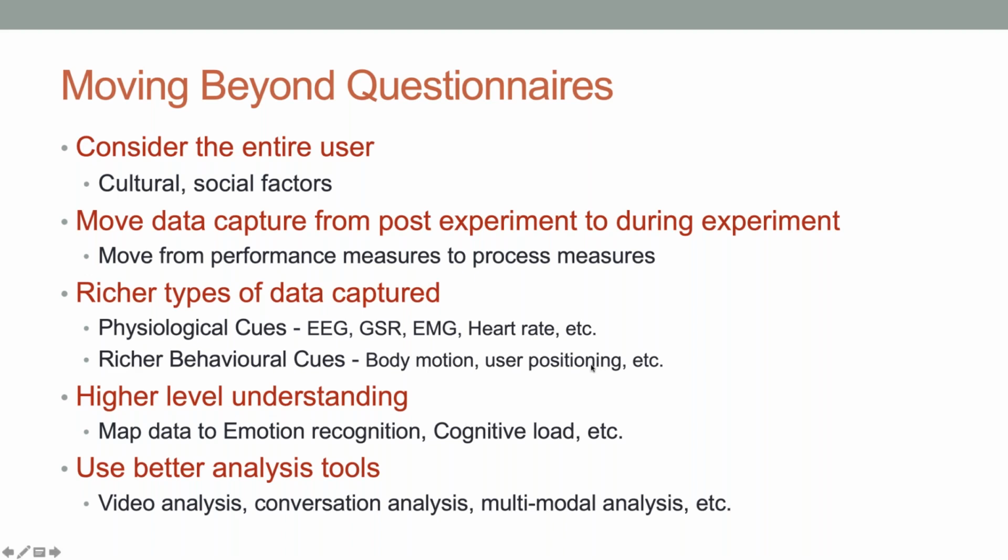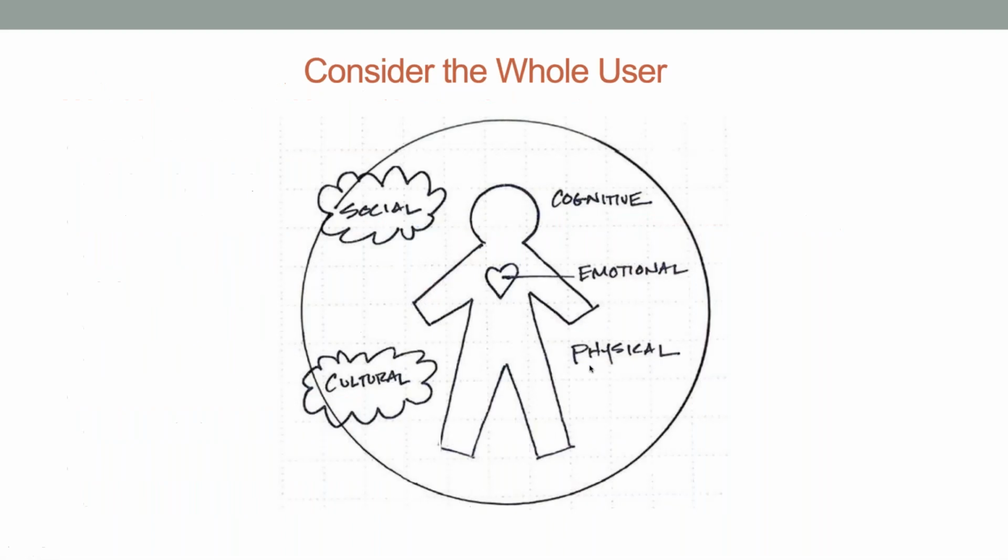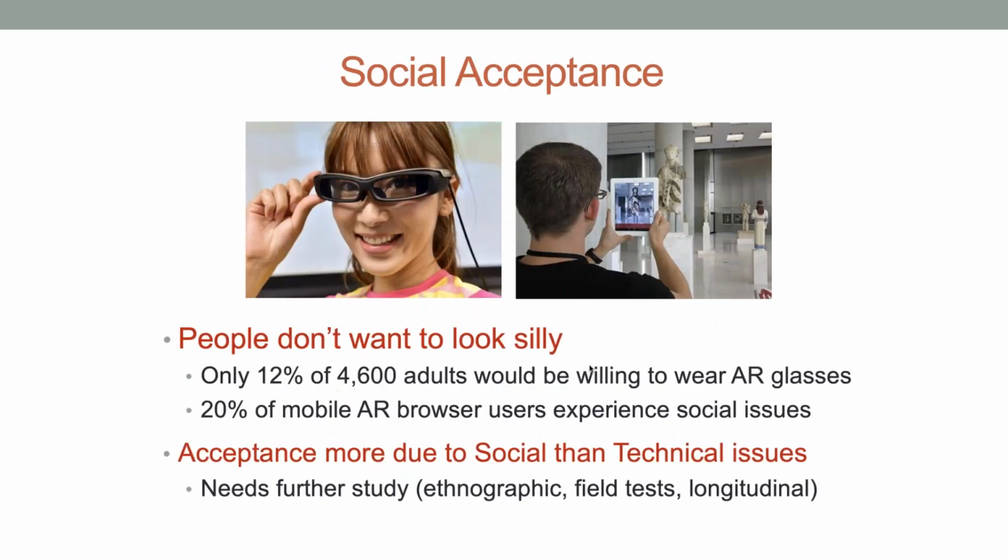First of all, it's really important when you're doing evaluation to consider the whole user. So in the study I just showed you, we're really measuring people's ability to physically perform a task. So we're looking at the physical and the cognitive aspects, but we really didn't measure very much about the cultural or the emotional aspects.